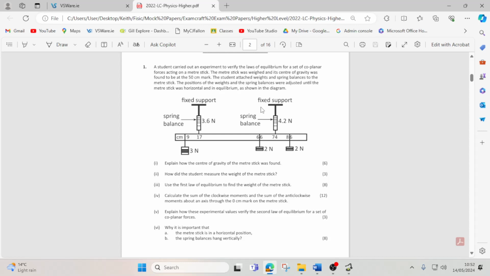Calculate the sum of the clockwise moments and the sum of the anti-clockwise moments about the axis through the 0 centimeter mark. That means the moment of the force at the axis is 0. So, clockwise, anti-clockwise, and the weight acting down at the 50 centimeter mark is also clockwise. Substitute, and the clockwise moment equals the anti-clockwise moment, with a small difference due to experimental error, but they are almost equal.